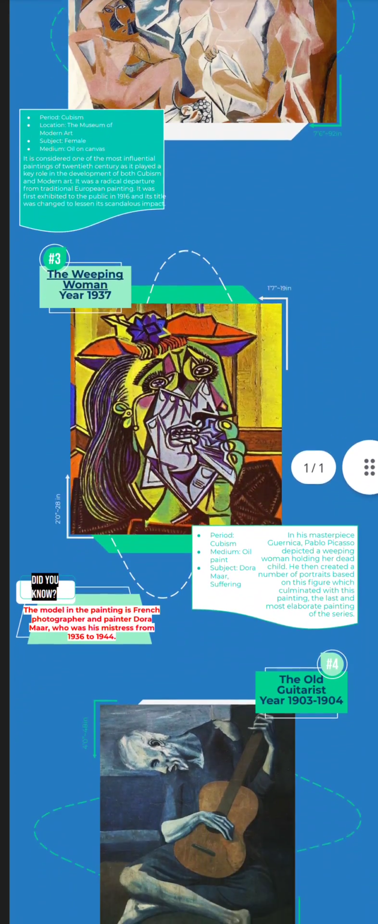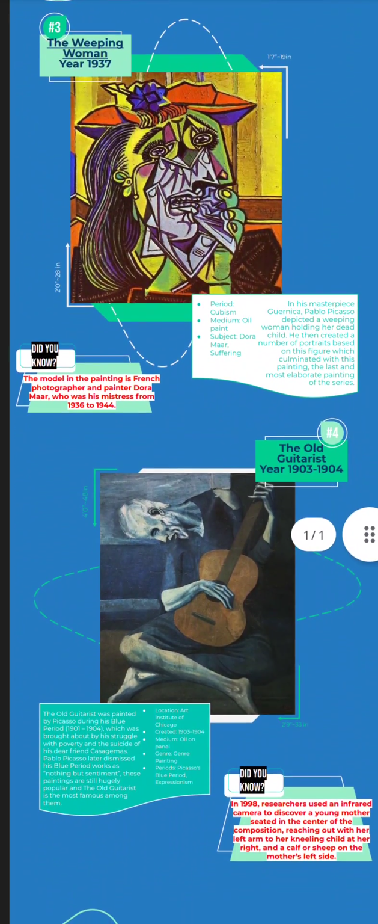At number 3, we have The Weeping Woman, made in 1937, modeled after his mistress and primary model from 1936 to 1944, Dora Maar, a photographer and a painter. This painting depicts an abstract characterization of a woman in mourning. Some say this piece is a reflection of the sadness women alike felt during the wartime. The work uses some of his earliest versions, informing the analytic cubism style.